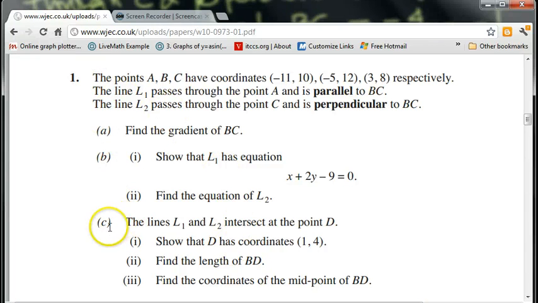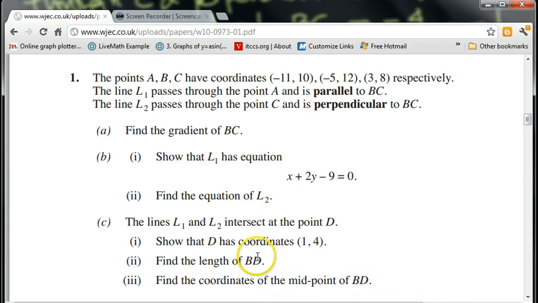Right guys, part C then. These two lines L1 and L2, which we'll look at in a moment because we've drawn the sketch, intersect at the point D. We need to show that D has coordinates 1, 4. Then we need to find the length of BD. Remember B is that point there, so it's just a matter of using Pythag from here to here. That's fairly easy. And find the coordinates of the midpoint of BD.